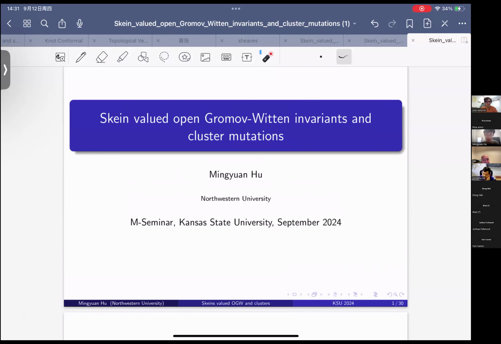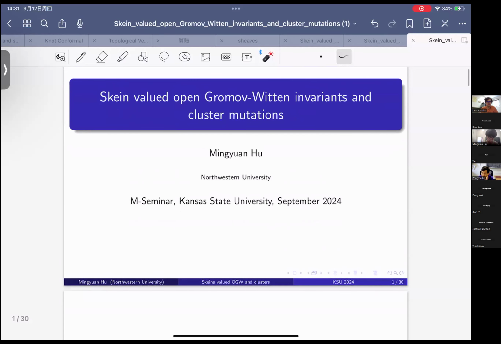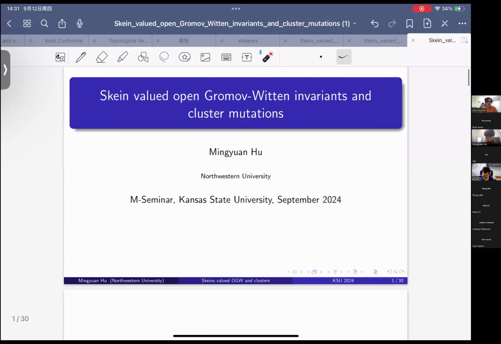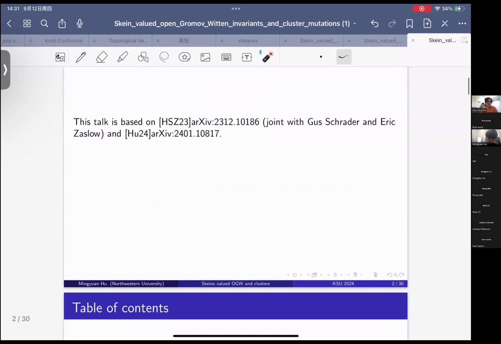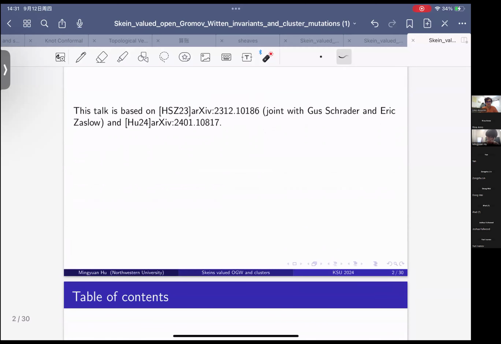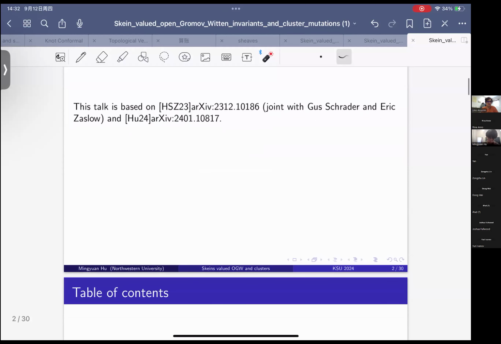Thanks for the invitation. It's a great honor for me to speak here. The title of my talk is skein-valued open Gromov-Witten invariants and cluster mutations. Before I start, this is joint work with Schrader and Zaslow. Also, part of this talk is from another paper by them.